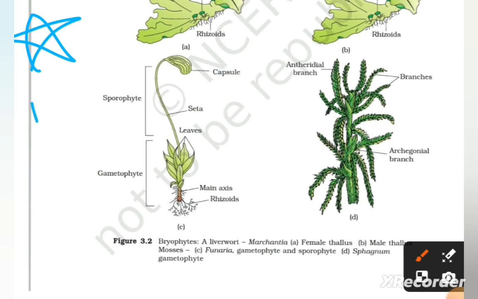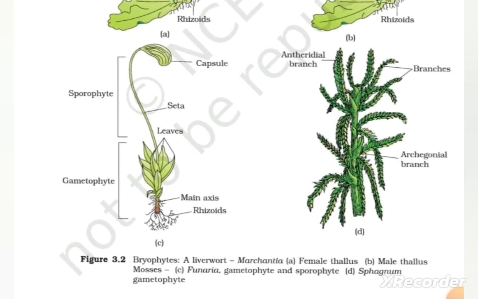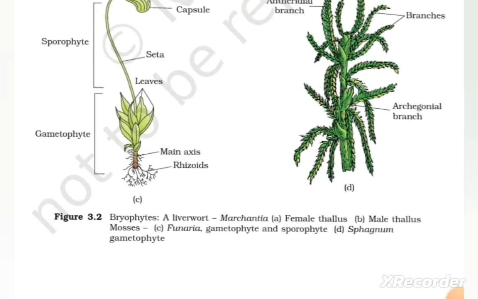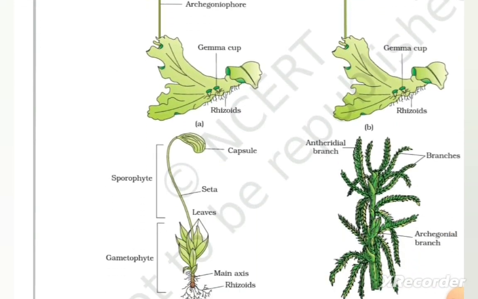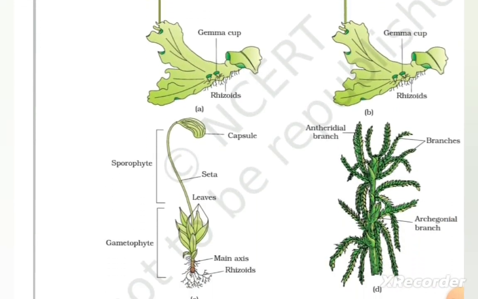So you have to go through this diagram, that capsule, seta and foot are parts of the sporophyte, and in the gametophyte they have just shown you this main plant body, that is main axis, rhizoids and leaves. Okay, so this was the Funaria diagram. Here is the Sphagnum diagram having antheridial branch and archegonial branch. So these were the diagrams regarding bryophytes. So I hope this topic is clear to you.